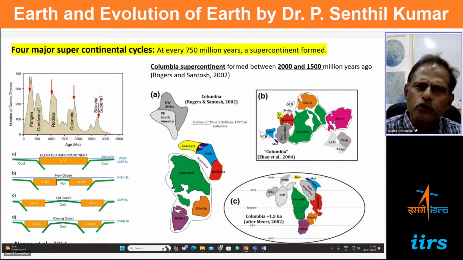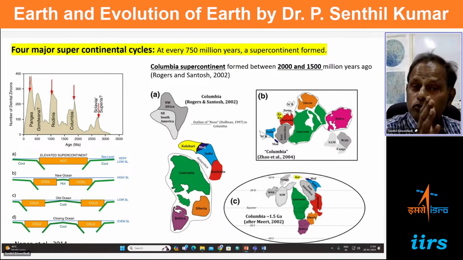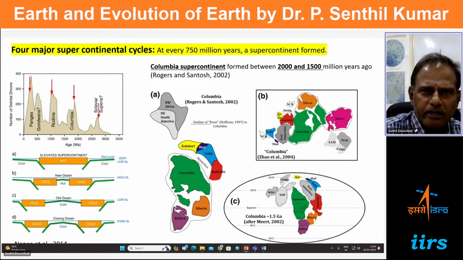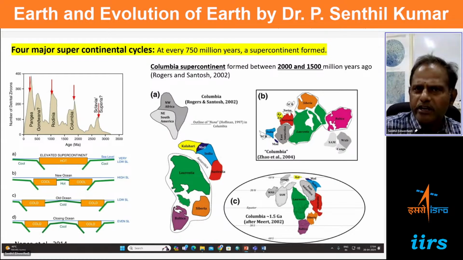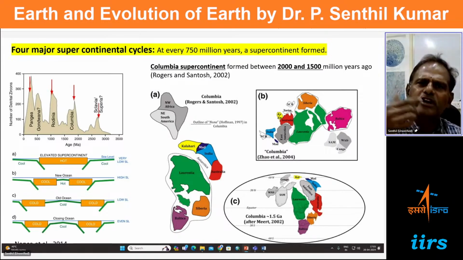Also, during the Proterozoic time, all the continents were produced. Whatever continents you find today, most of them were produced at about 2,500 million years ago. These continents were not just keeping quiet. They were coming together as supercontinents, and then breaking open and going away from each other. So this is called the supercontinental cycle, which happened every 700 to 750 million years.